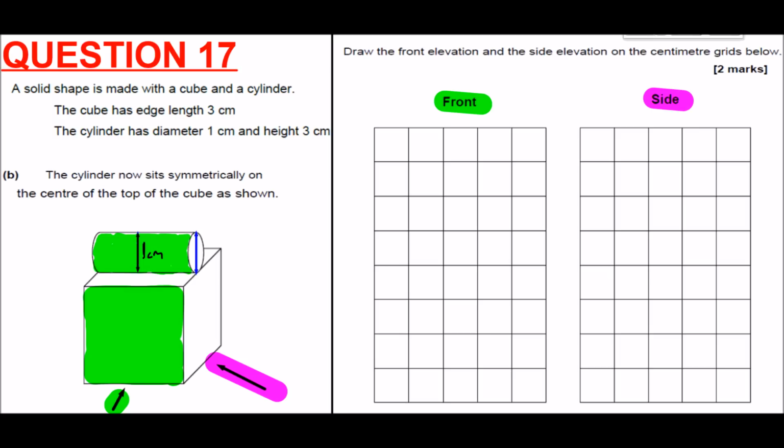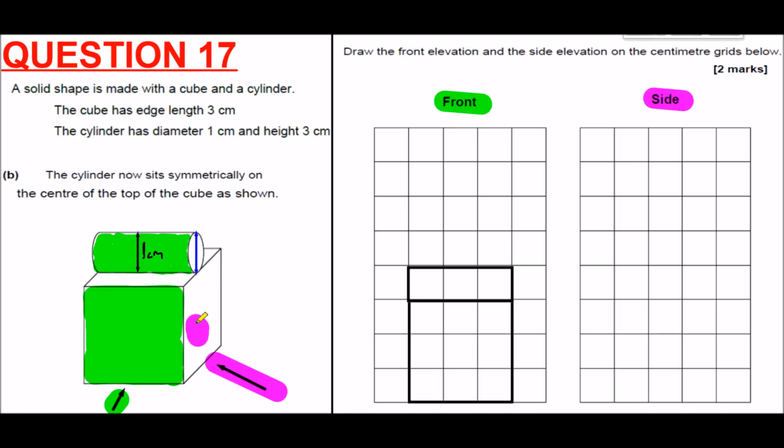And so what these shapes would look like would be like this. So the cube would look like just a square from the front, and the cylinder would just be sat on top of it like this. But from the side, what we'd see would be slightly different.